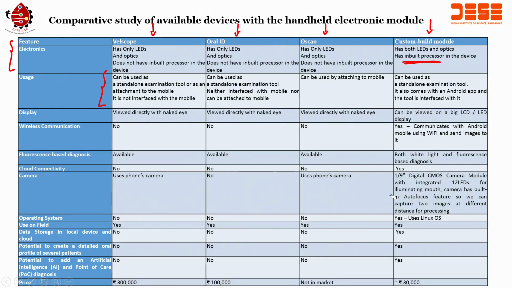Now, another thing is display. It is viewed directly with the naked eye in the case of Wellscope and Oral ID. Also, in the case of OSCAN, it is viewed directly with the naked eye, but can be viewed on a big LCD or LED display. That is the advantage. Wireless communication is not there in all three, while in our case we have wireless communication, using Wi-Fi to send images to an Android mobile. Fluorescence based diagnosis is available in all three, while we have both white light and fluorescence based diagnosis. That is the advantage. Next one is cloud connectivity in all three.